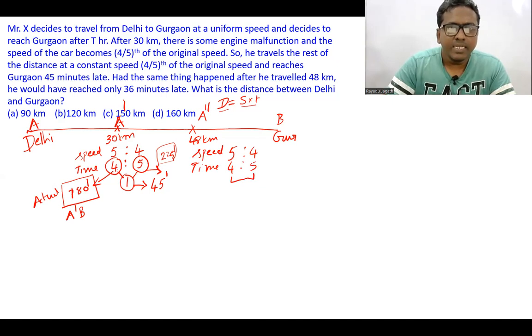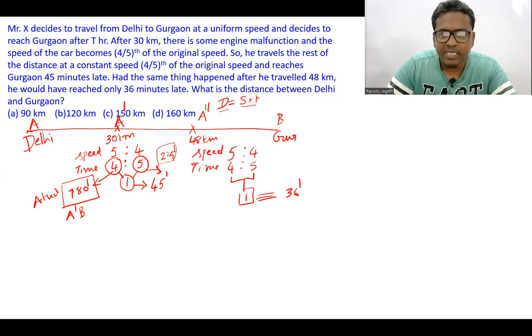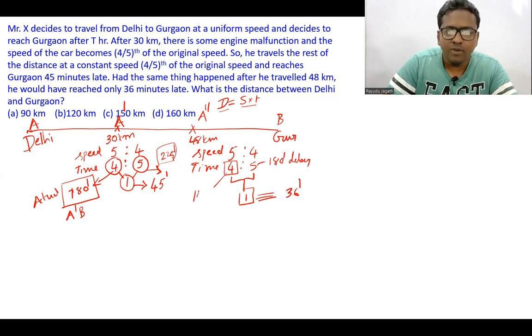Now, what happened? It reached Gurgaon with a delay of 36 minutes. So 4 parts to 5 parts. The time ratio is 4 parts and 5 parts. The difference is 1 part. This 1 part is now equivalent to the 36 minutes delay. If 1 part is a 36 minutes delay, 5 parts will be 180 minutes. And it is not required, actually, 180 minutes delay. 4 parts is required. 4 parts is nothing but 4 into 36. 36, 72, 144. So 144 minutes will be the actual time taken.